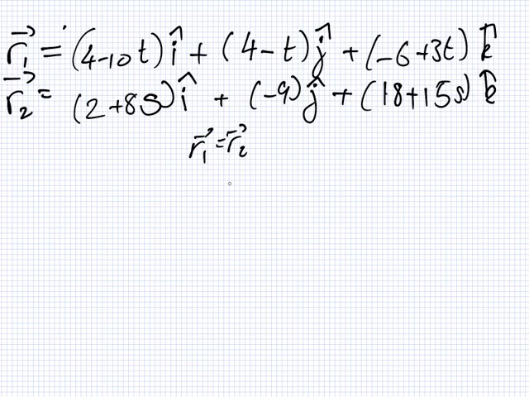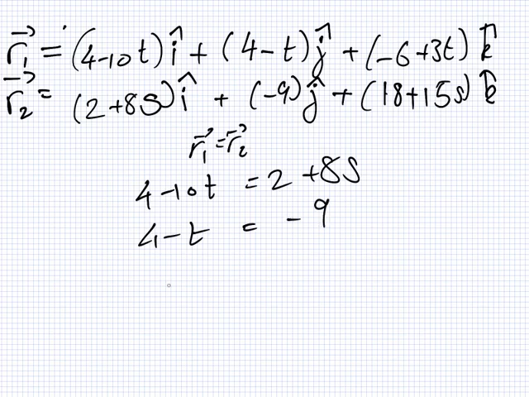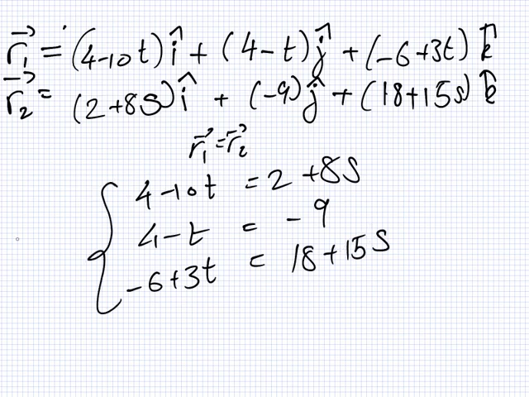If two vectors are the same, it means their i's, j's and k's are the same. What you can say is 4 minus 10t equals 2 plus 8s. 4 minus t equals minus 9. Minus 6 plus 3t must equal 18 plus 15s. That way you can make 3 equations.